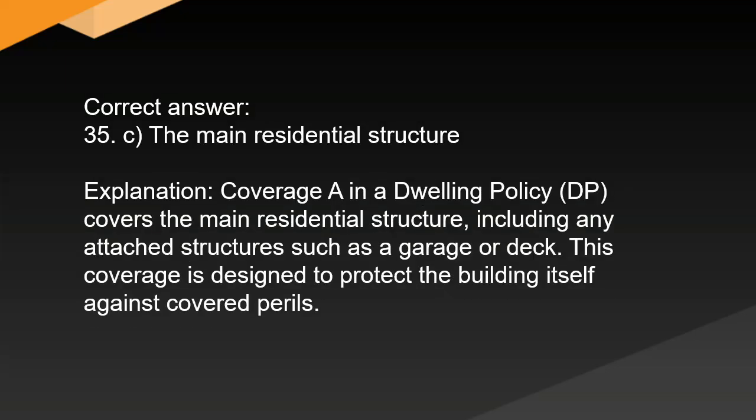Correct answer. C. The main residential structure. Explanation. Coverage A of a dwelling policy, DP, covers the main residential structure, including any attached structures such as a garage or deck. This coverage is designed to protect the building itself against covered perils.